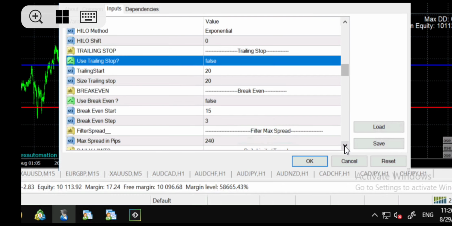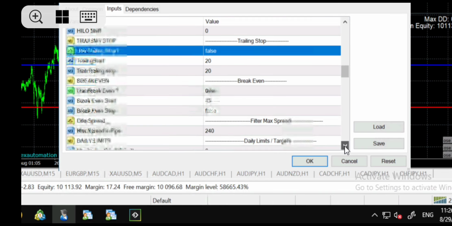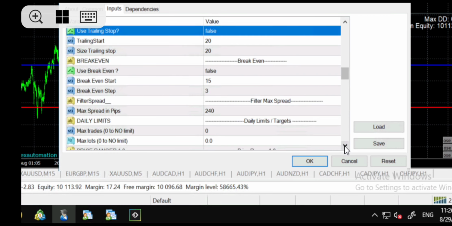Break even is just like once price starts moving in profit, you are protecting your position. So a stop loss will be set at the entry of your position. That is, your stop loss will be moved to entry. So let me just use it like that.